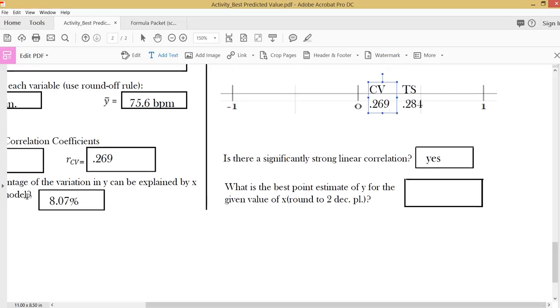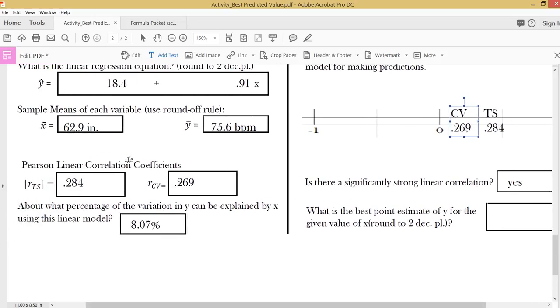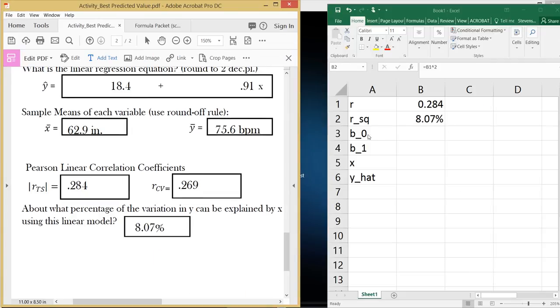So yeah, we're justified this time in using the equation 0.91, or I'm sorry, 18.4 plus 0.91 times x. So we'll go ahead and put those values into our spreadsheet here. B sub 0. When you use the underscore in this way, it can kind of represent dropping the 0 down to a subscript, because it's sometimes difficult when you're typing to make that look right. So B underscore 0 means B sub 0, or that's our y-intercept.